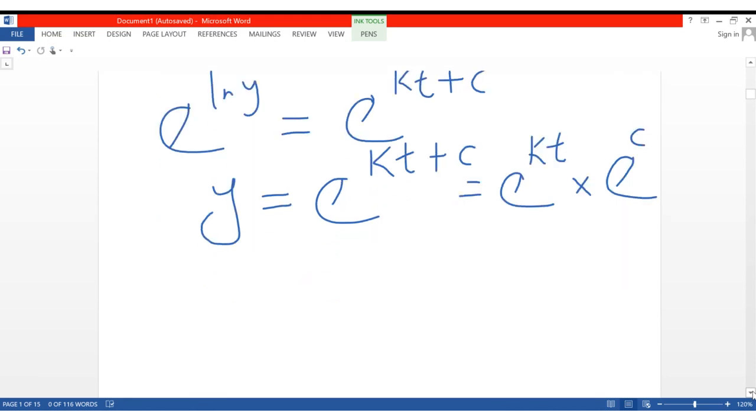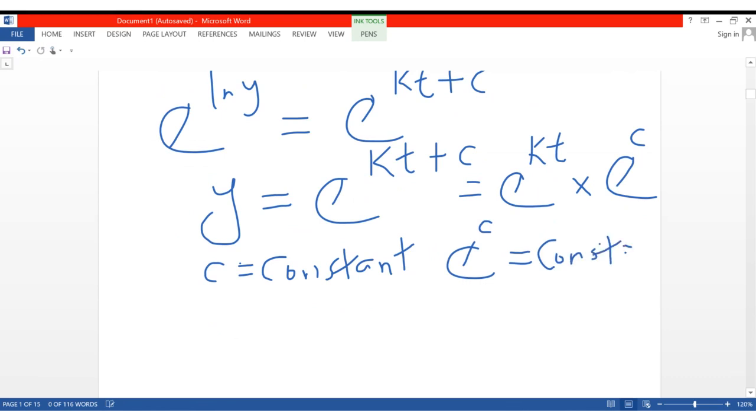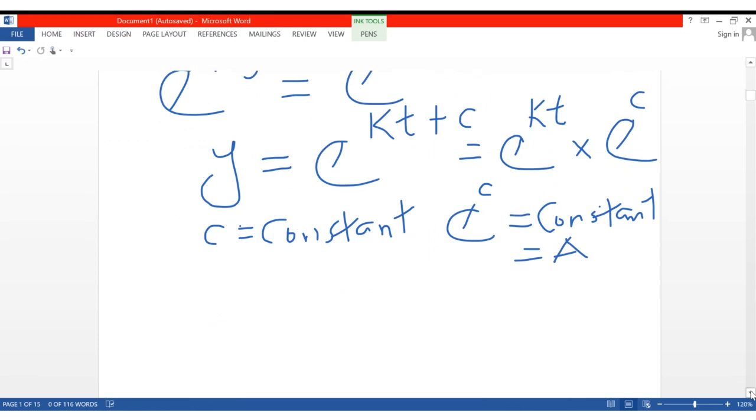Now e to the c is still another constant. Remember c was a constant, hence e to the c will still be a constant that we can give a letter. Let's say what? A. You can call it another constant a instead of having e to the c. You can call it constant a or constant b or constant c, or if you love your name so much, you can call it k. No, not k. K we have already used. It can be any constant.